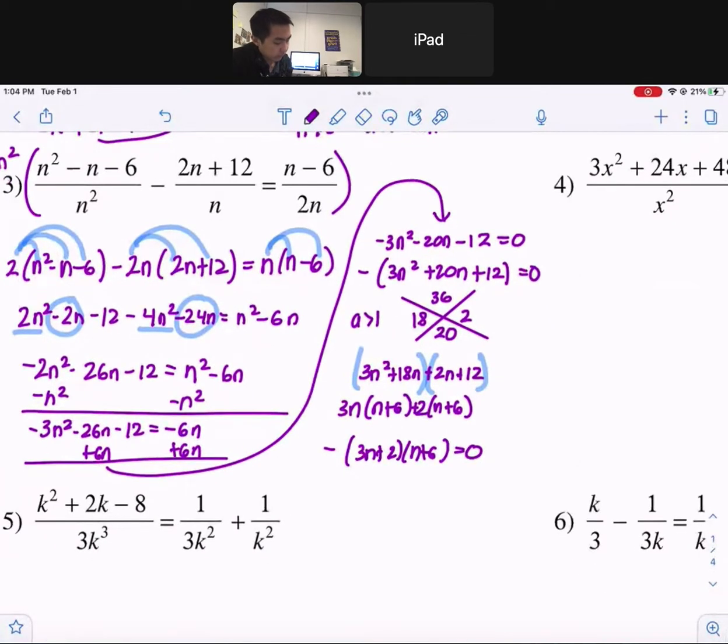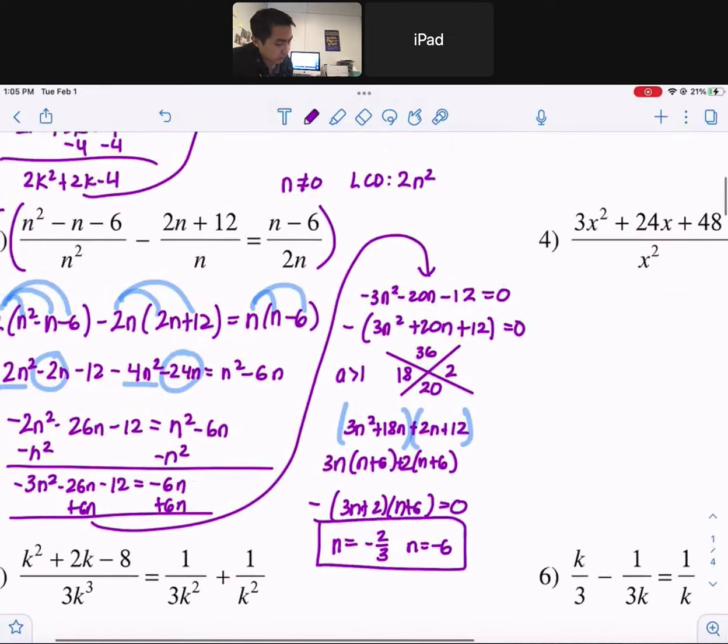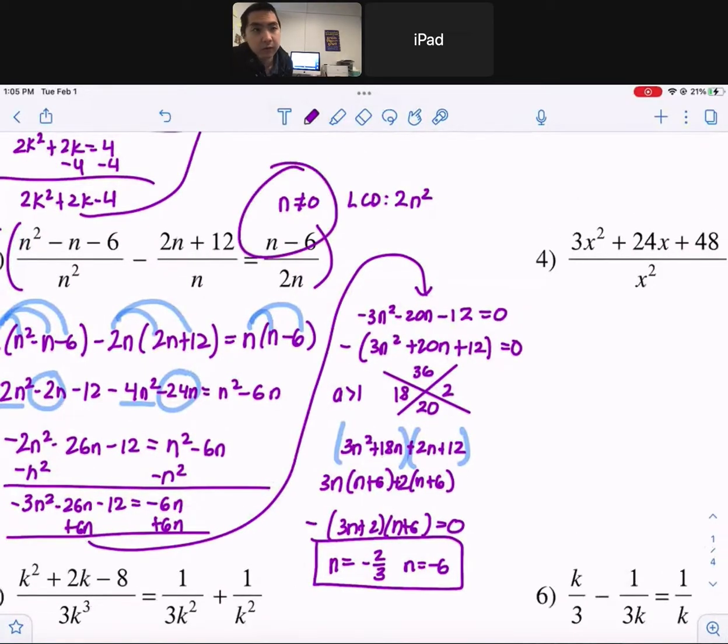So then here, for this one, since it has a coefficient of 3, subtract 2 and then divide by 3. So n is negative 2 over 3, negative 2/3. And here, n is equal to negative 6. And those are your two answers. And it doesn't coincide with that, right?